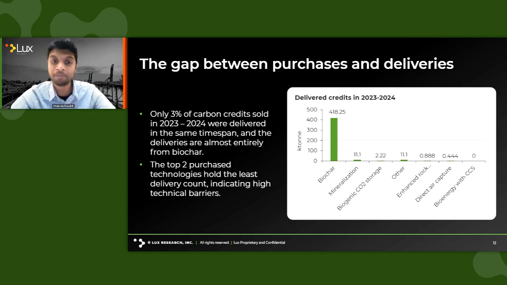the last 2 years. So overall, it's only about 3% of purchased credits that were actually delivered, and that's mostly coming from biochar and mineralization. DAC and BECCS, which had the highest purchase agreements, were actually the least to deliver, right? And that's expected because the commercialization timeline is just a bit longer and it's a lot more capex intensive.